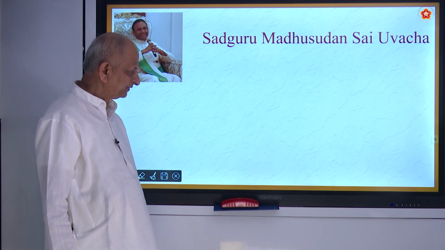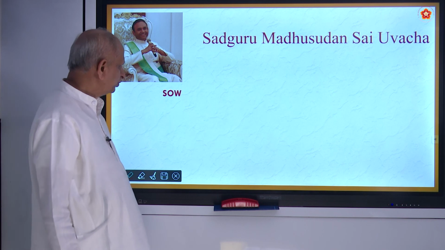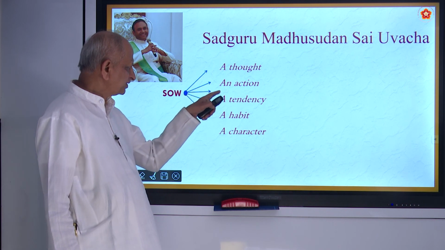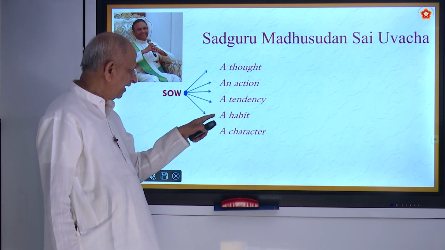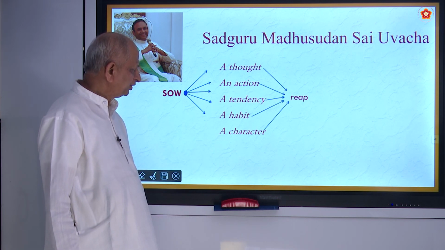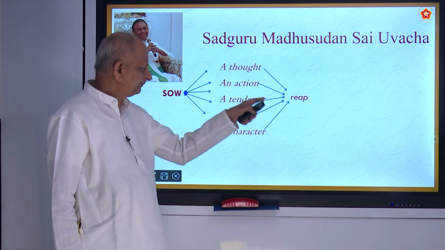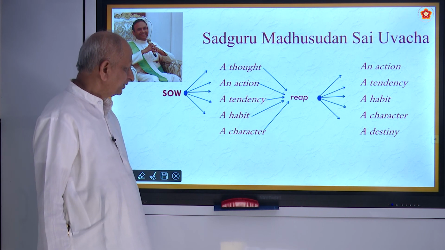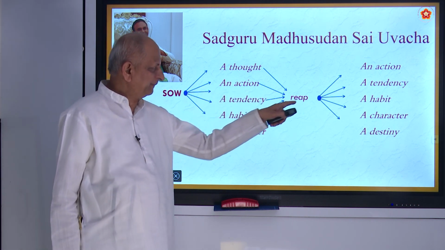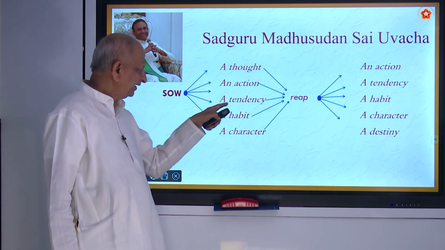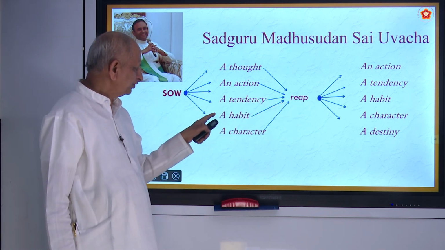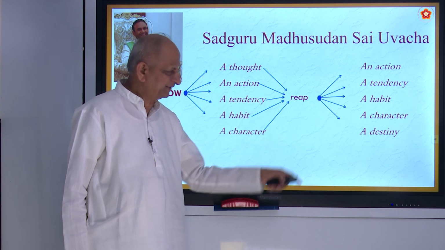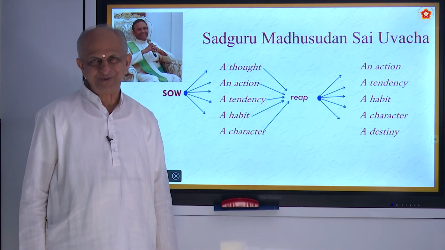Now, let us see what Sadguru Madhusudan Sai says. Uvacha means says. Very beautiful quotation. So, a thought, so an action, so a tendency, so a habit, so a character. So, what does it do? When you sow a thought, what are you going to reap? You are going to reap an action. If you sow an action, reap a tendency. Sow a tendency, reap a habit. Sow a habit, reap a character. Sow a character, reap a destiny. This is what Sadguru Madhusudan Sai says.